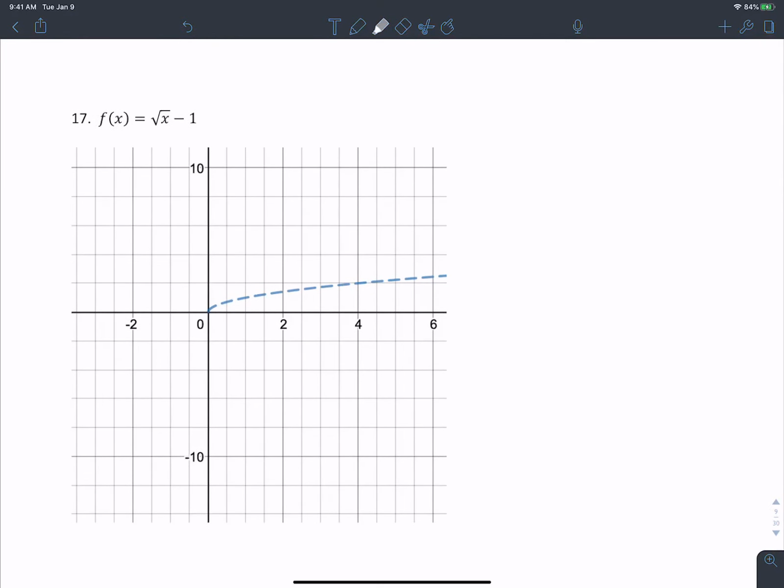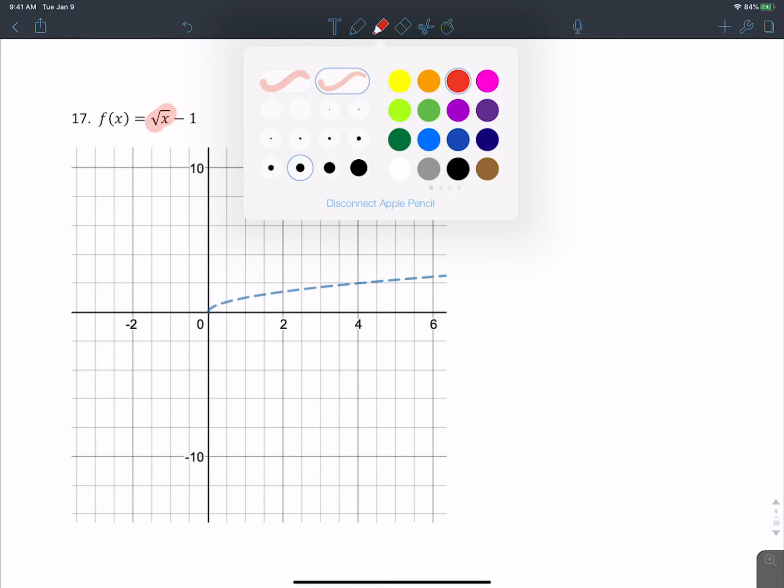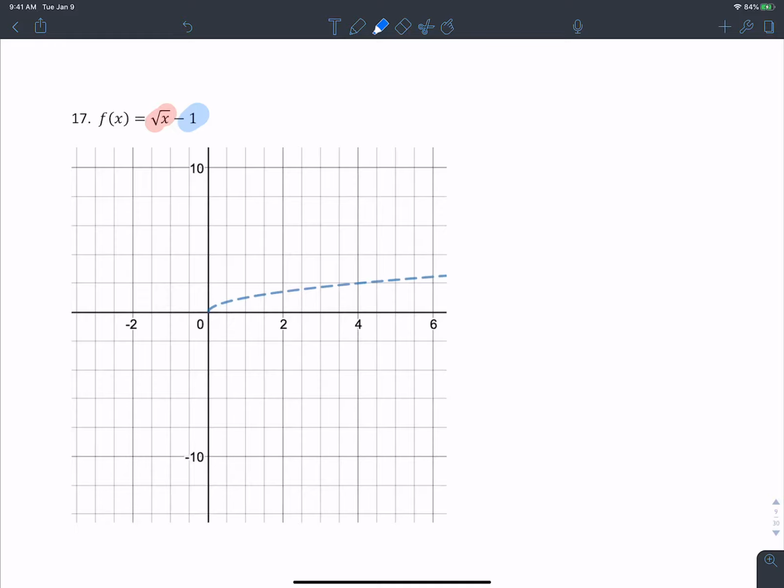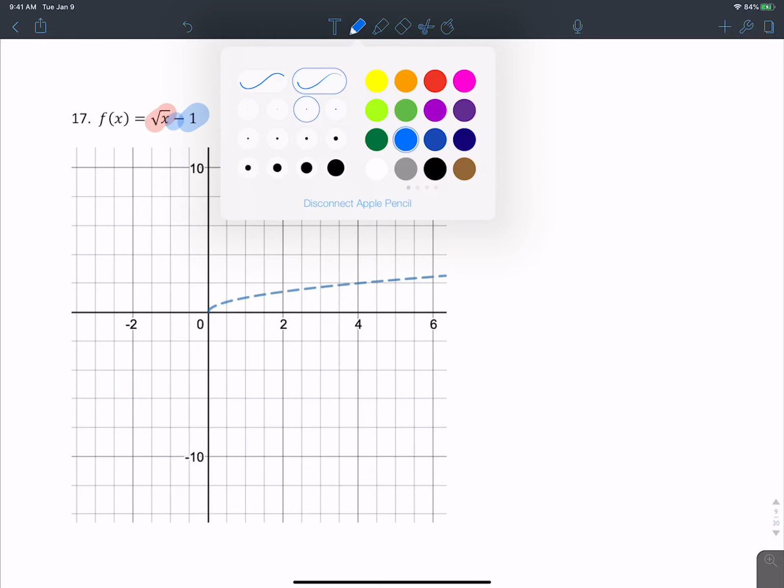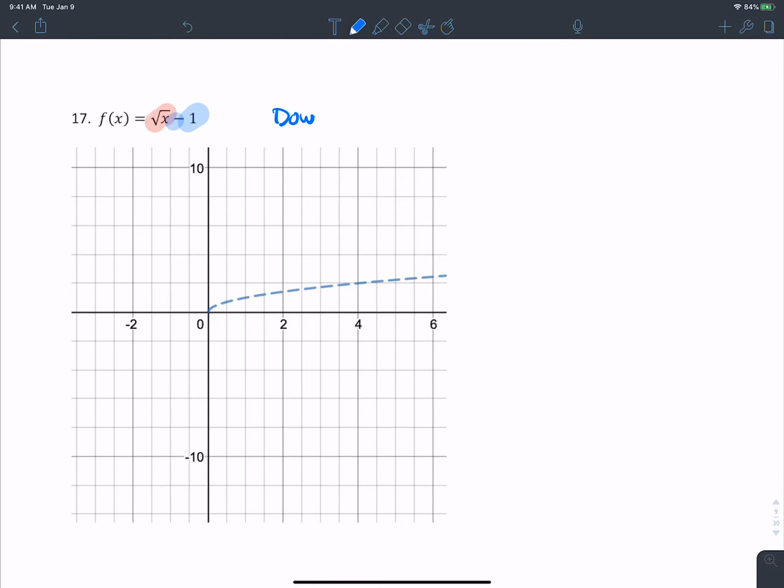Number 17. We have the square root curve, which is why you see the square root graph. But this time, we have to shift this curve. Since it's -1, this gets shifted down 1 unit. So I take this point here, this origin, and I go down 1 unit. Again, it looks like every dash is 2 units. So going down 1 unit, I'll be right here.